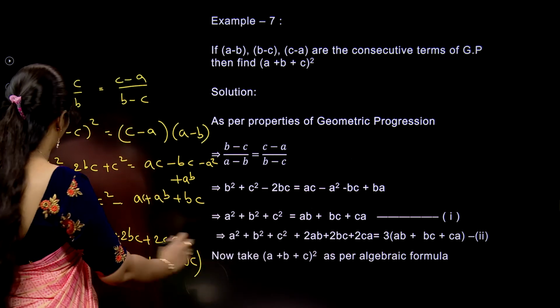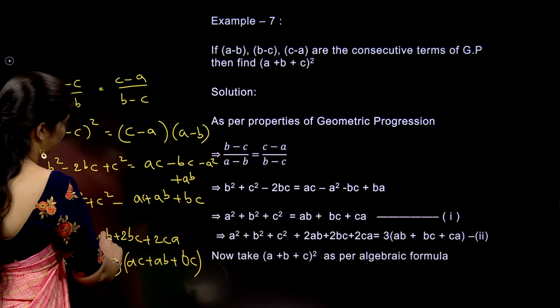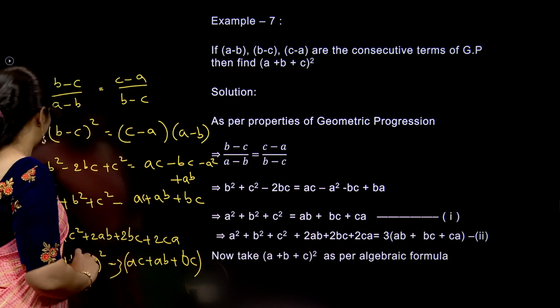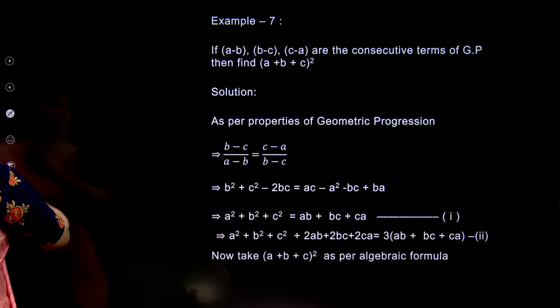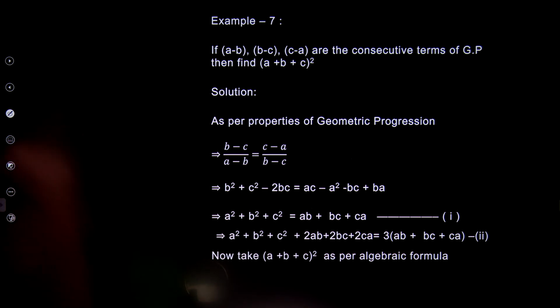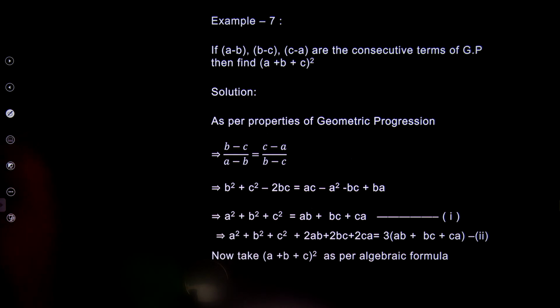Just we are adding 2ab plus 2bc plus 2ca on both sides. Then we will get the answer: a plus b plus c whole square equals 3 into ab plus bc plus ca. That is the answer. Note down, children.